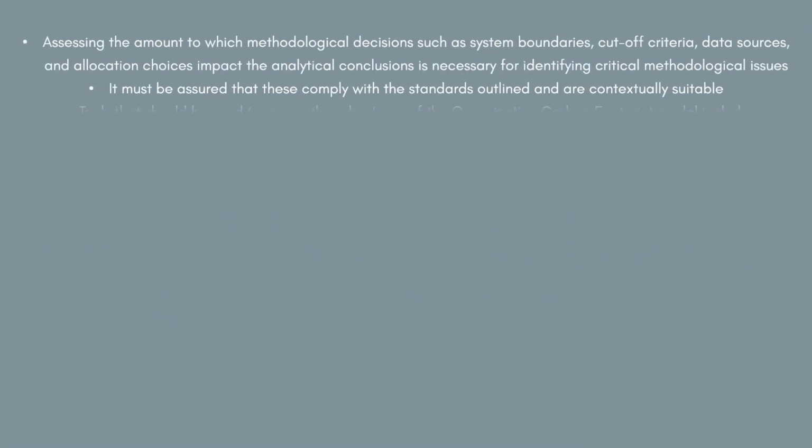Assessing the extent to which methodological decisions such as system boundaries, cutoff criteria, data sources, and allocation choices impact the analytical conclusions is necessary for identifying critical methodological issues. It must be assured that these comply with the standards outlined and are contextually suitable.